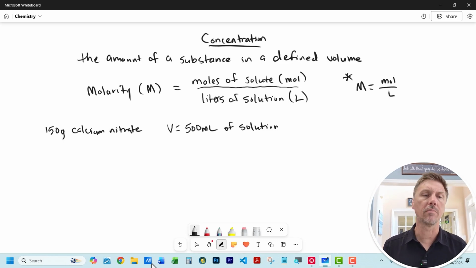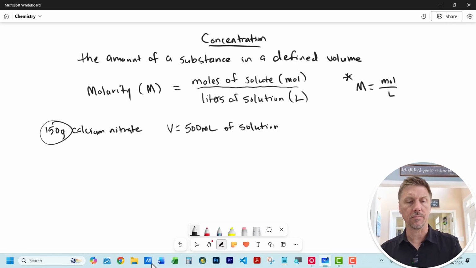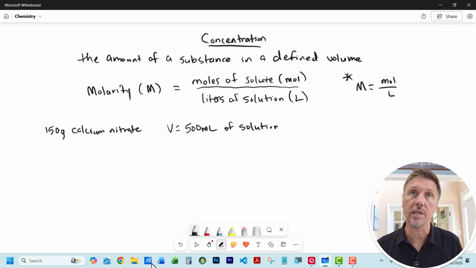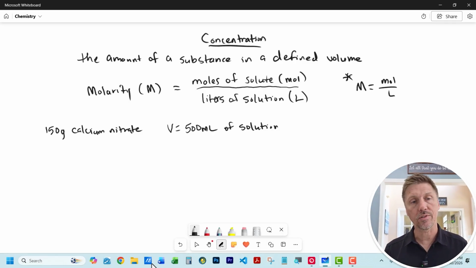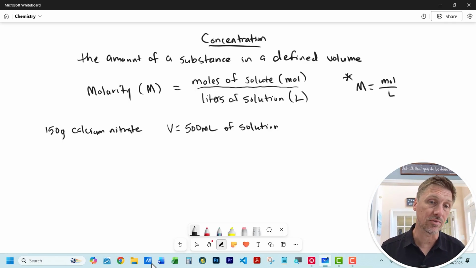How do we figure out the number of moles that are in 150 grams of calcium nitrate? Well, we're going to have to use stoichiometry. We'll use the molar mass to convert this to the number of moles. But before we can use the molar mass, we have to know the chemical formula for calcium nitrate. So what is that?